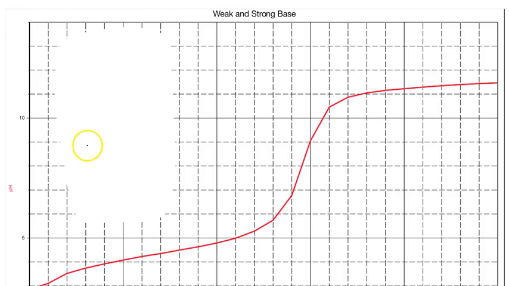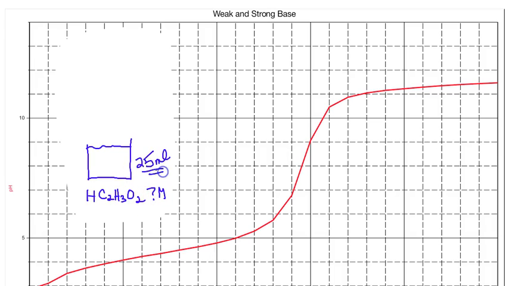In this lab, what we have in a beaker is 25 milliliters of an acid, and this is a weak acid. That acid was acetic acid. The acetate ion is C2H3O2 negative, and with an H in front, now it's the acid. This is vinegar. We had an unknown concentration, so a question mark molarity, but we had 25 milliliters.